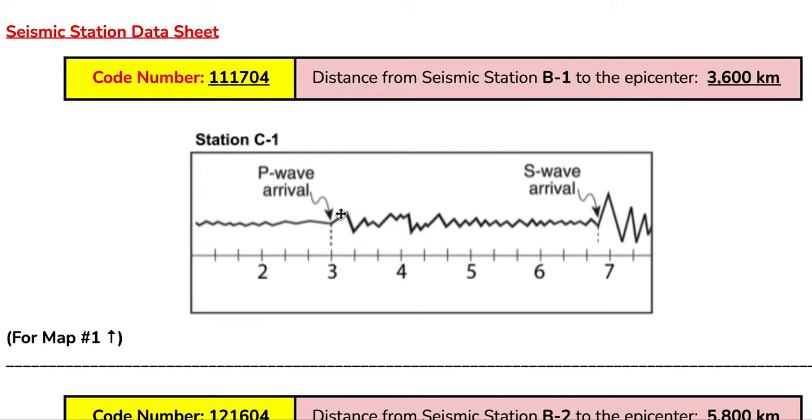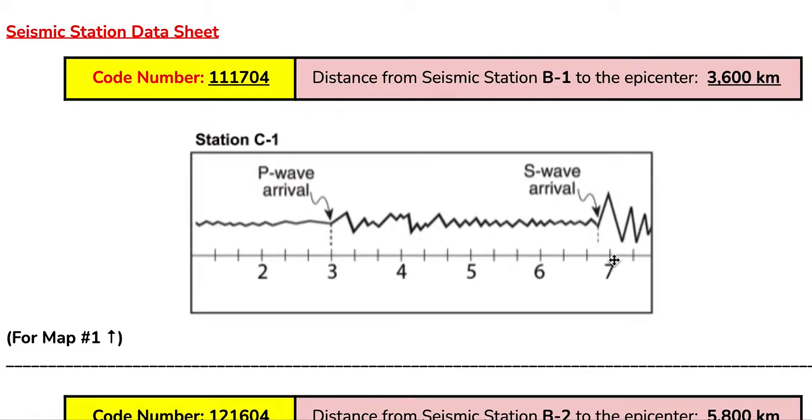So we can see the P wave actually began right here. That's where it says it began. And we can see that the S wave began right here. Well, we want to know what is the time difference. By the way, P wave began at 3 minutes, S wave began at, it looks like, 6 minutes and 50 seconds. And I want to remind you that there are 60 seconds in every minute.